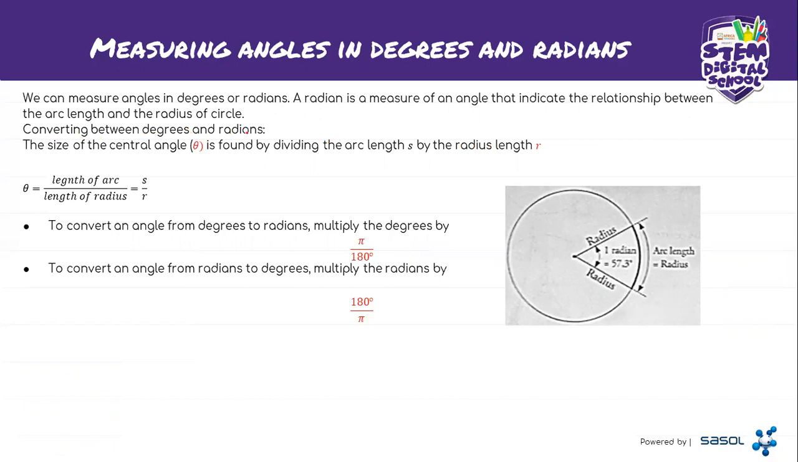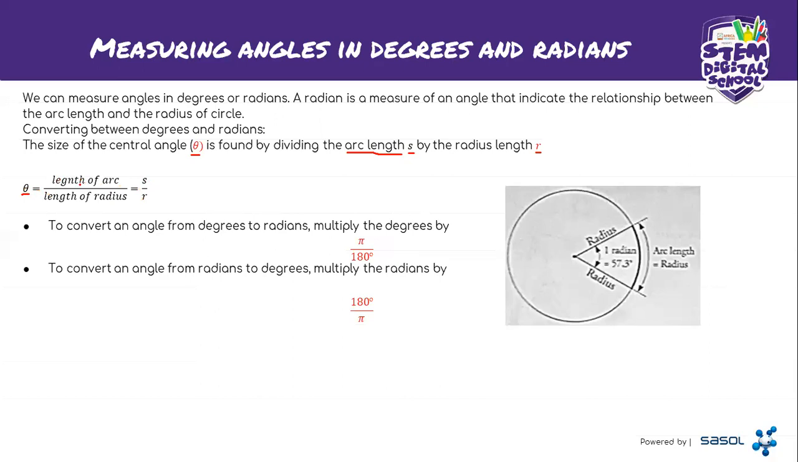Converting between degrees and radians. We are now going to learn how we convert degrees to radians, and vice versa, radians to degrees. The size of the central angle, which is theta, is found by dividing the arc length, which is S, by the radius length, which is R. So the formula here is theta is equal to S, the length of the arc, divided by R, the length of the radius. If you want to calculate the central angle between two given radii, you are going to use this formula, theta equals S over R.